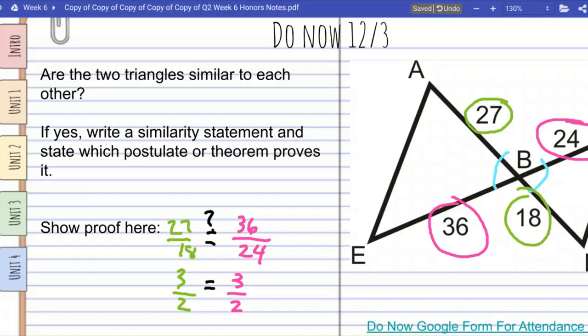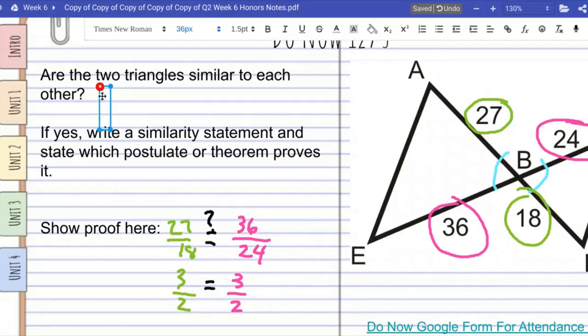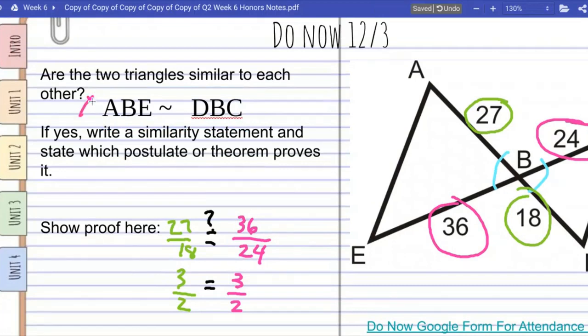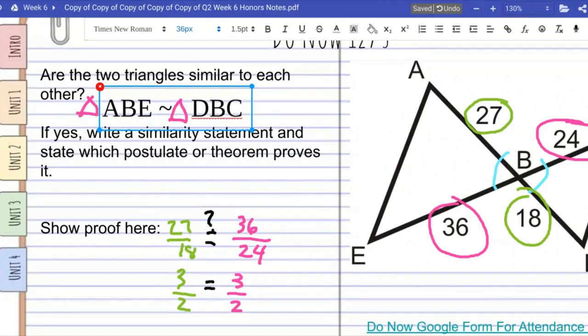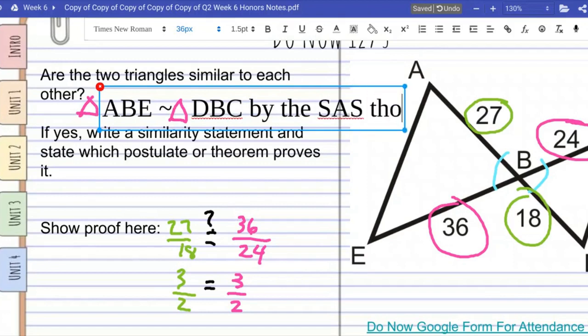So to write a similarity statement, I'm going to call, let's say, triangle ABE similar to, if I call the first triangle ABE, I have to call the second triangle DBC. These two triangles are similar to each other by the SAS. I think we called it a postulate. No, theorem. By the SAS theorem.